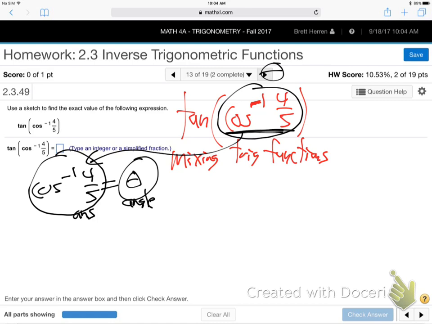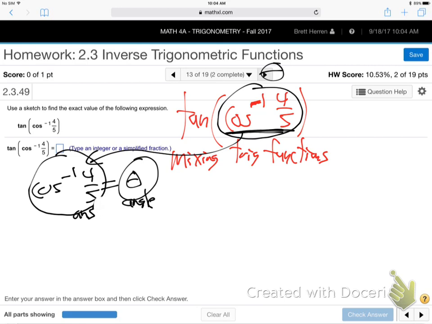Because it does equal some angle. Why? How do you know? Because 4/5 is an answer, so it equals an angle, right? So all of this cosine inverse 4/5 thing is some angle. Call it theta, whatever it is. Okay, so what does that mean?